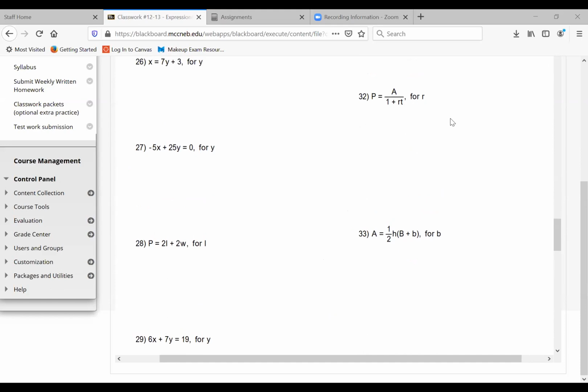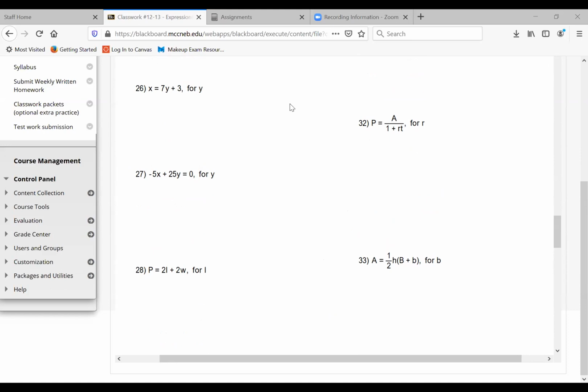Okay, this is a good one where we're solving for a variable that's actually in a denominator. So here's number 32. P equals A over 1 plus RT. So the 1 plus RT is in the denominator, and we're solving for R. Okay, we're going to start by multiplying both sides by this denominator. Now we've seen this before when there's a denominator of F or 2 or something, but we can do it here when the denominator is 1 plus RT. I'm writing it in parentheses, and I'm just going to multiply both sides by 1 plus RT.